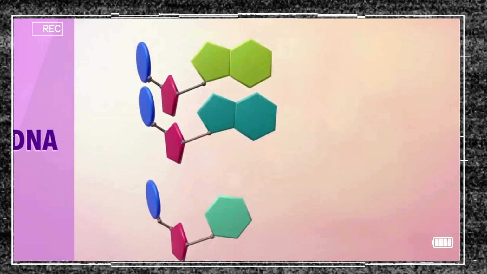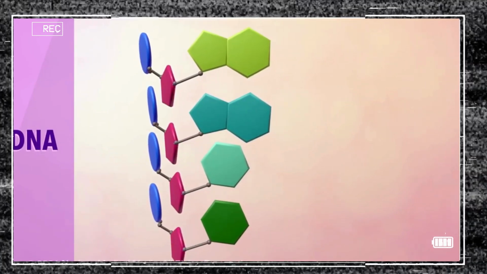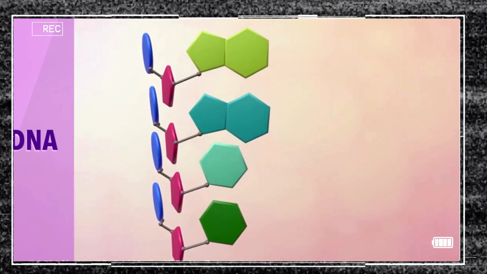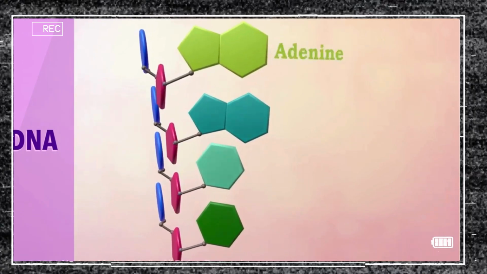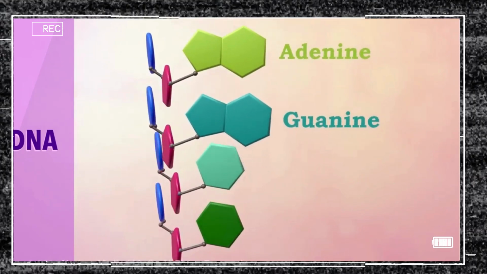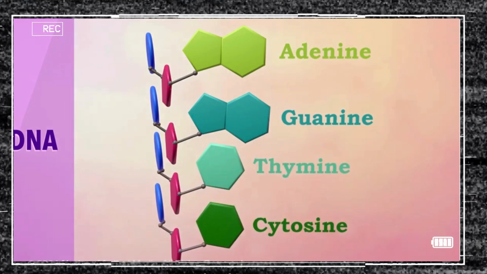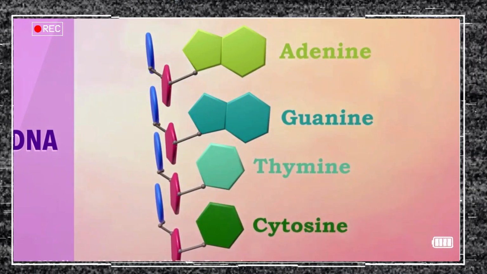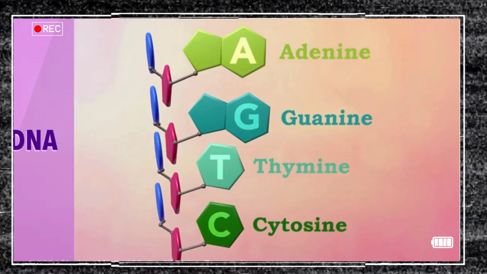Let's focus on the nitrogenous bases in DNA for a moment. Each DNA nucleotide contains only one of 4 possible nitrogenous bases: adenine, guanine, thymine, and cytosine. These 4 bases are usually abbreviated A, G, T, and C.